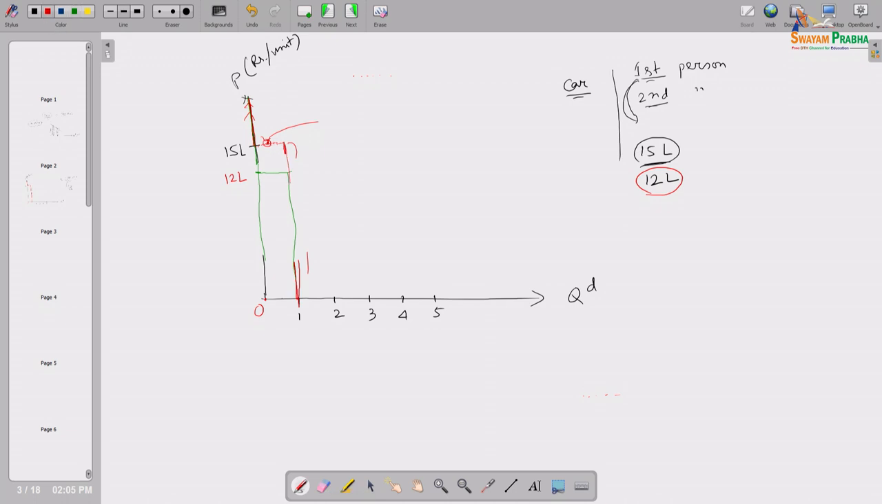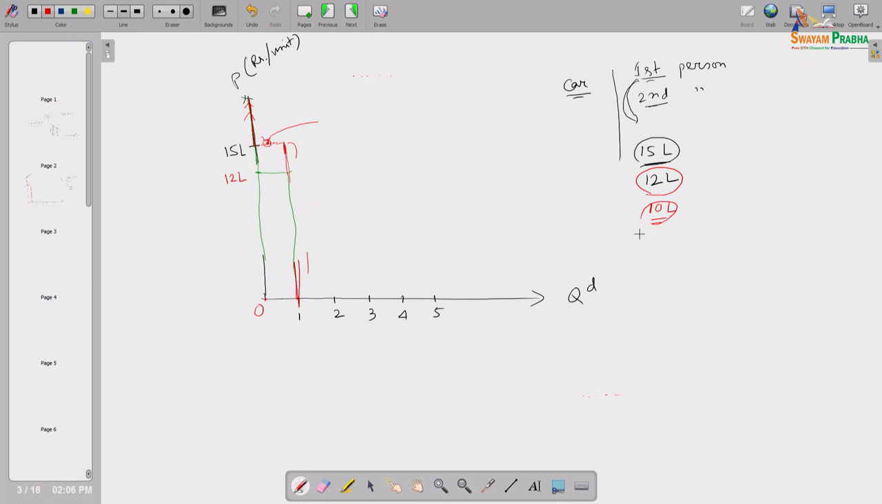That will be the second person's demand curve. Now, if we want to find the market demand curve, exactly the same way for the third person, suppose the third person's maximum willingness to pay is 10 lakh rupees. The third person means the person in this entire set of potential buyers who has the third highest maximum willingness to pay, suppose that is 10 lakh. If I draw his demand curve, it will be this blue line, until 10 lakh, then a break, then this vertical line, and so on.